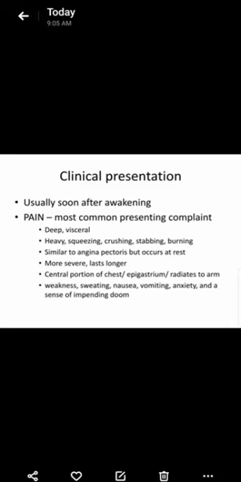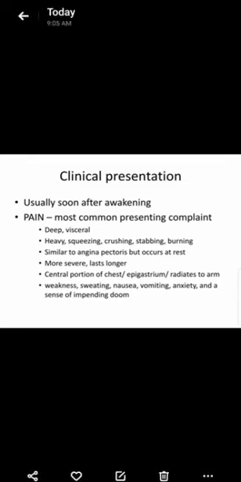What is the clinical presentation? Usually soon after awakening. Pain is the most common presenting complaint: deep, visceral, heavy, squeezing, crushing pain. A person says, this is the worst pain of my life. Crushing, stabbing, burning, similar to angina pectoris but occurring at rest. It will radiate to the shoulder, neck, maybe epigastrium. Most severe, lasts longer, not relieved immediately by rest. In angina pectoris, you know that when the patient is at rest, the pain will settle down, but in MI, it will not settle down.